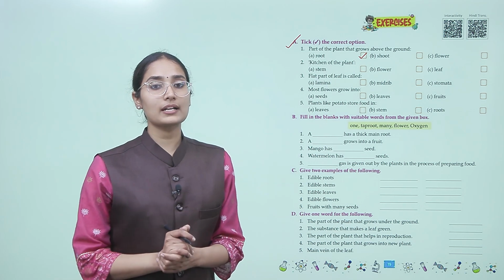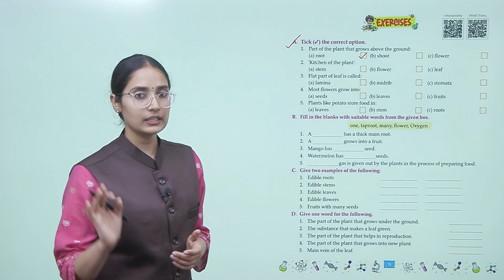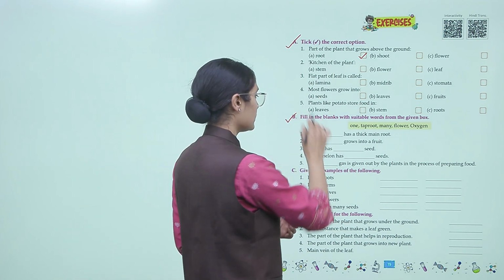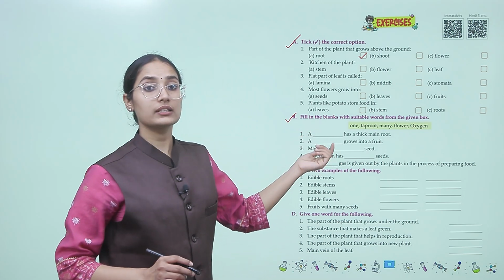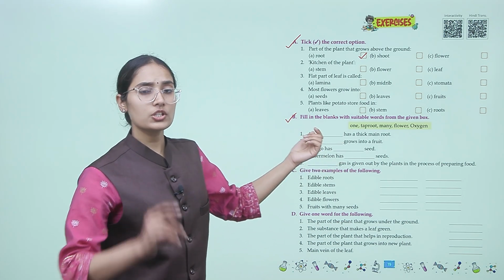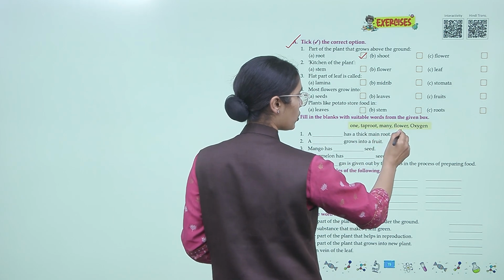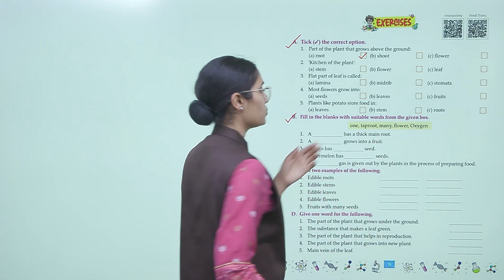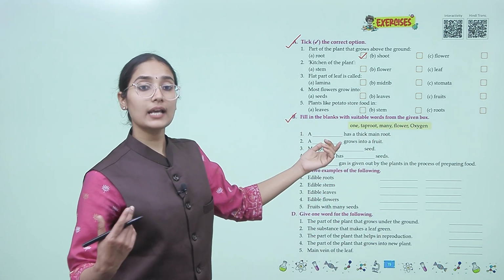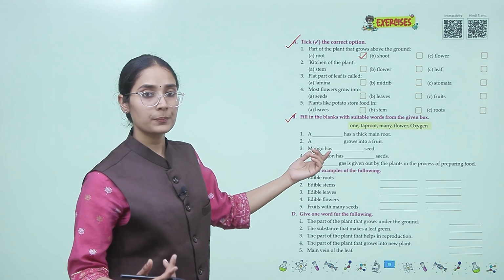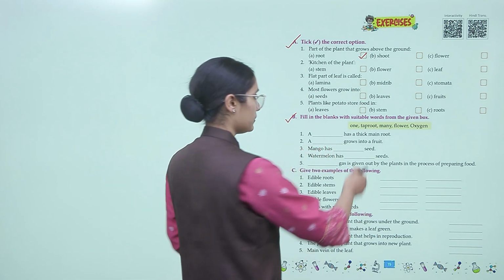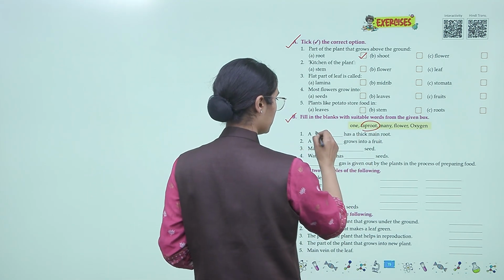Now, the second question is, fill in the blanks with the suitable words from the given box. A dash has a thick main root. So it is talking about root. Tap, many, flower, oxygen. So it is talking about the tap root. Tap root has a main root. Tap root.